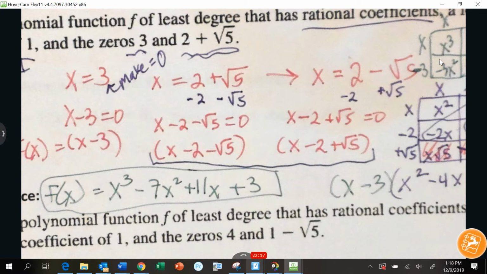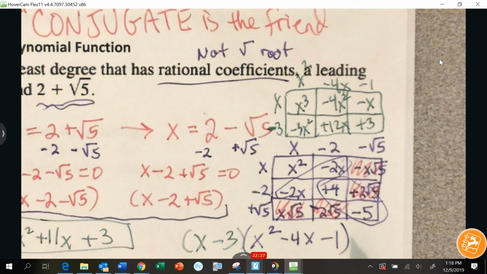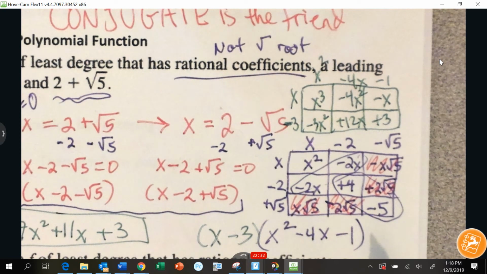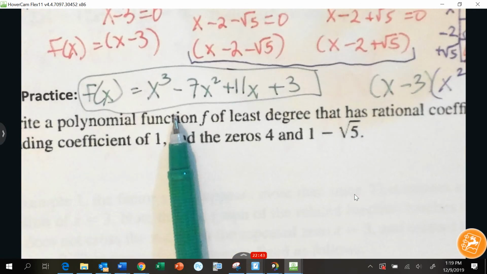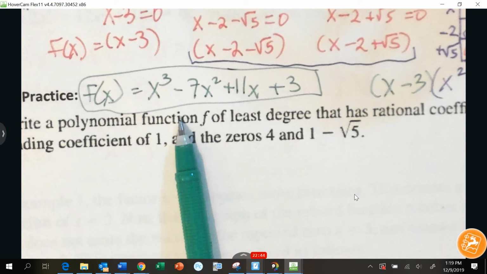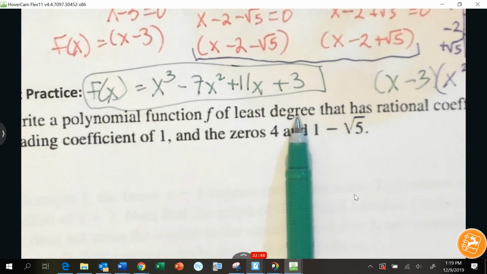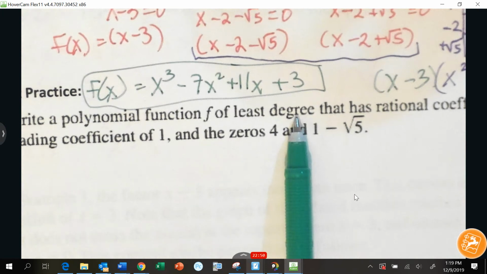How about next time I organize my work? Did I make a mistake? I tend to do those, especially when my work's not organized. Am I right? What did you get? Is that what you got? Yeah.